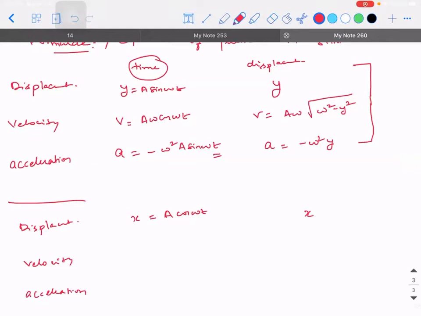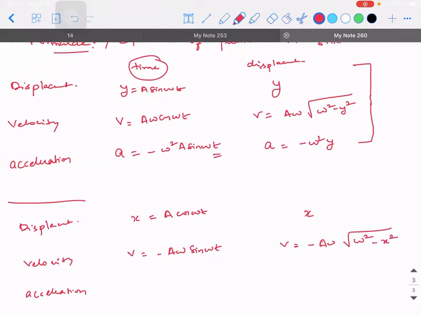Then what can you say about the velocity? It is minus a omega sine omega t. What will be the velocity in terms of displacement? You tell me. Minus a omega root of a square plus x square. Not plus. Minus, okay, sir. It is still minus only.